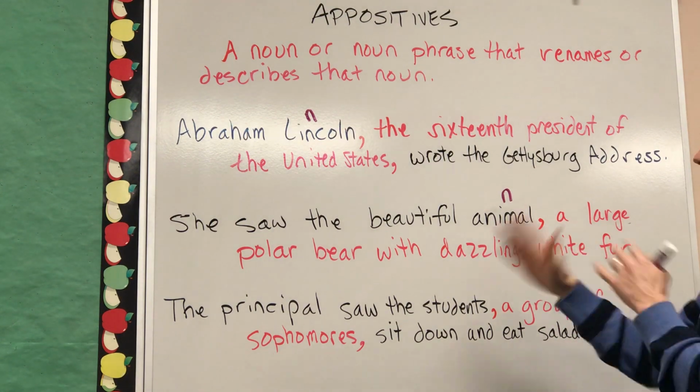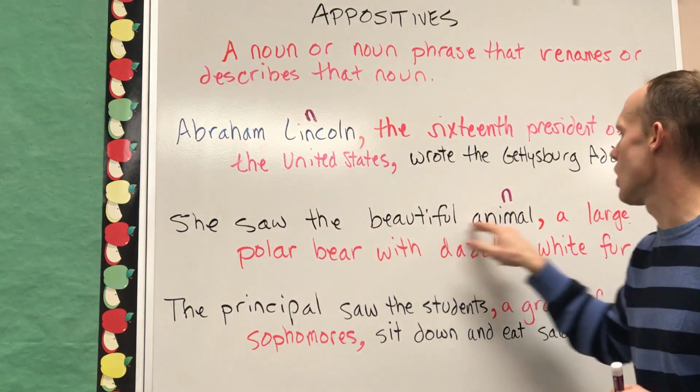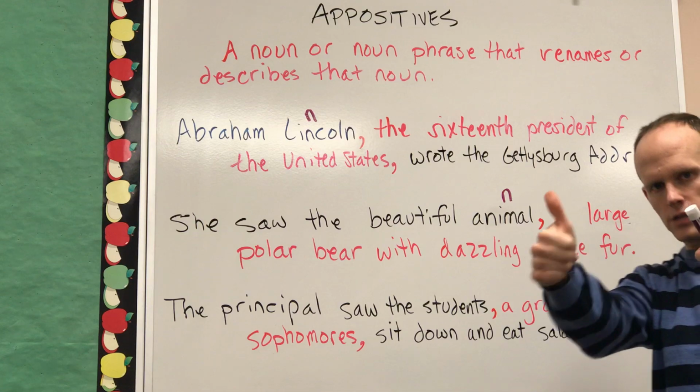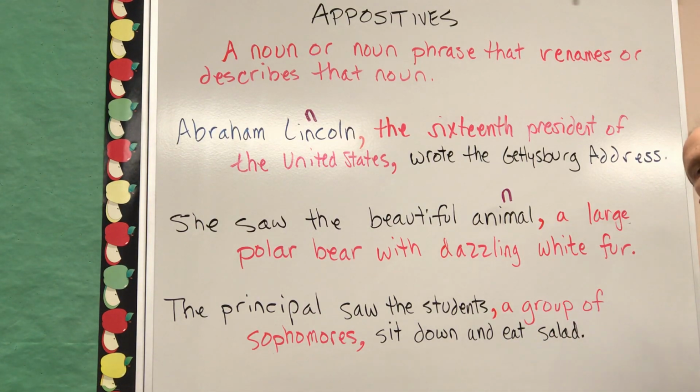Okay? So to check myself, if I used the comma right: she saw the beautiful animal. Is that an independent clause? It is, so I'm good to go. Let's look at the final one.